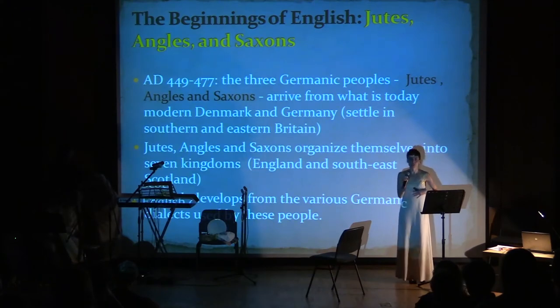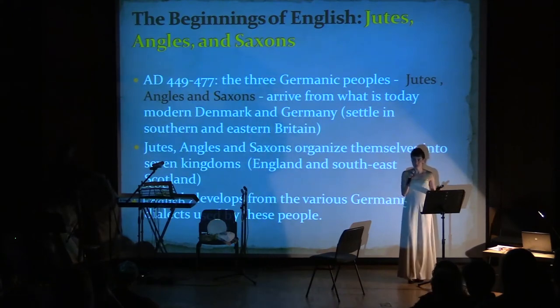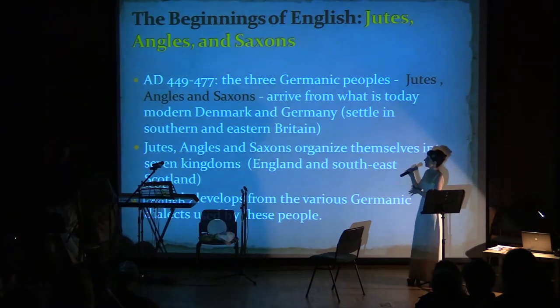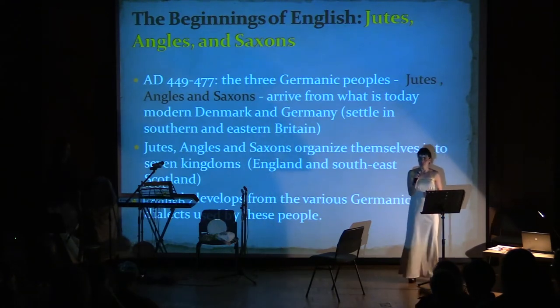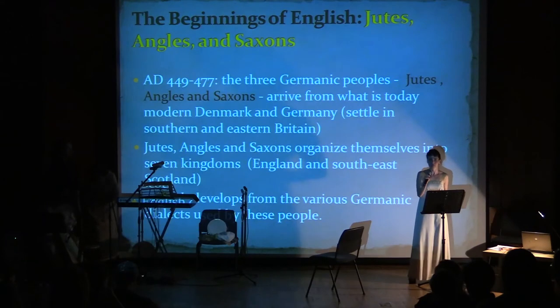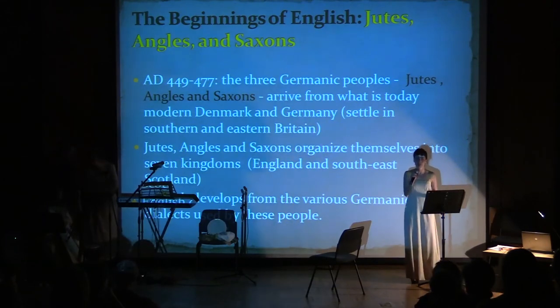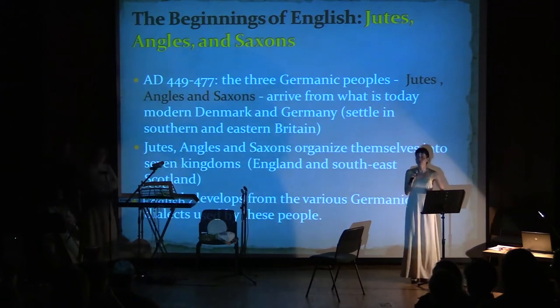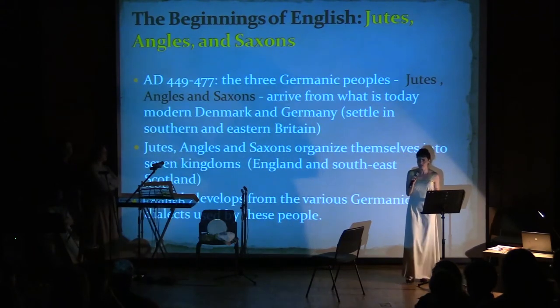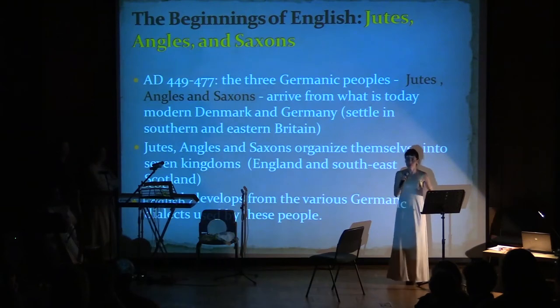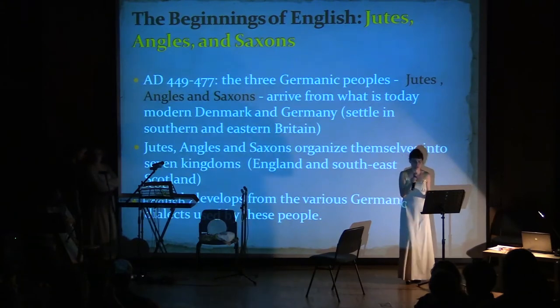Now, as you know, we have Old English, Middle English, and Modern English. This is when Old English begins. Around 5th century AD, Germanic tribes invade the British Isles. Jutes, Angles, and Saxons come in very big numbers. They settle, they do not assimilate Celtic language, and they bring their language with them. So Old English begins to develop from the various dialects of these various Germanic tribes.